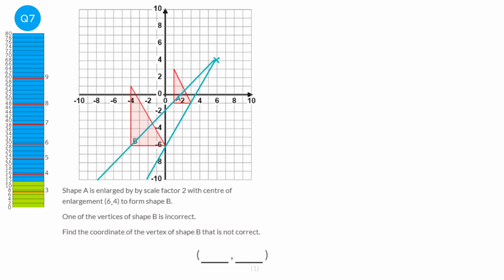Yeah, it does on this one. But it does not on this one. So it says find the coordinate of the vertex of shape B that is not correct. So the coordinate is this one here, and so that would be -4, 1.